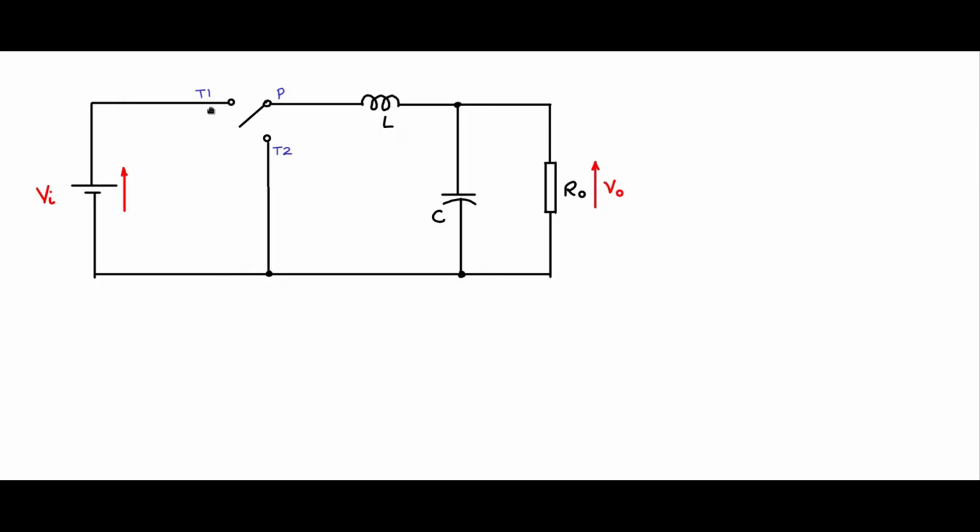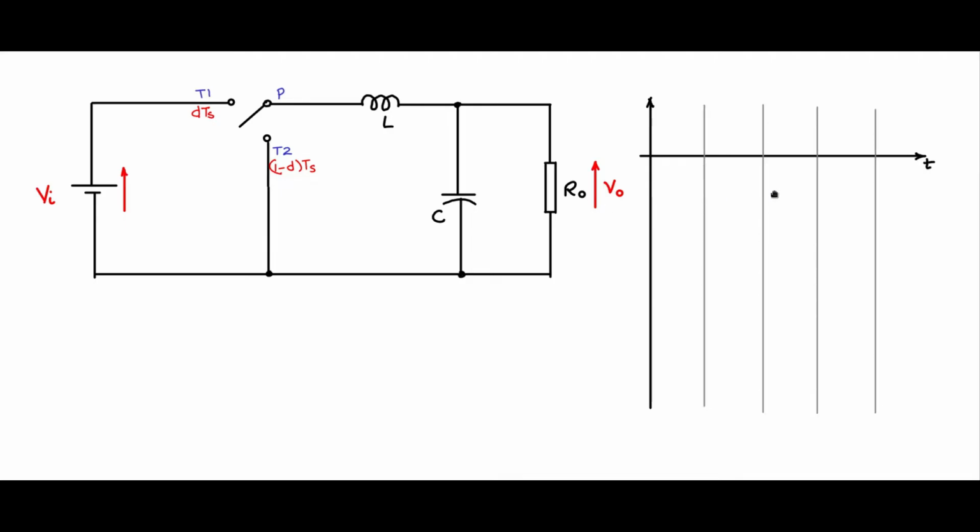Let us now mark the period for which the pole connects to T1 as DTs, and the period for which it connects to T2 as (1 minus D)Ts, which is the period for which T1 will be off. So now, with this definition of the operation of the single pole double throw switch, let us look at some waveforms. Let me divide the time in this fashion. This is the DTs period, this is the (1 minus D)Ts period, this is the next cycle's DTs period, and this is (1 minus D)Ts again. So on it keeps going. DTs plus (1 minus D)Ts is one period Ts.